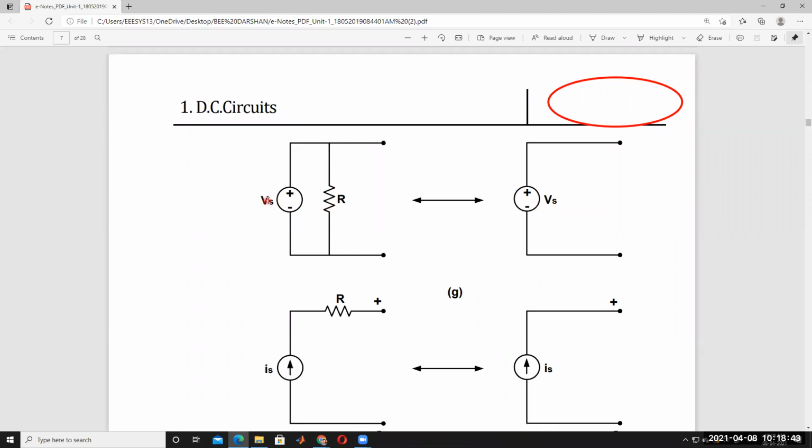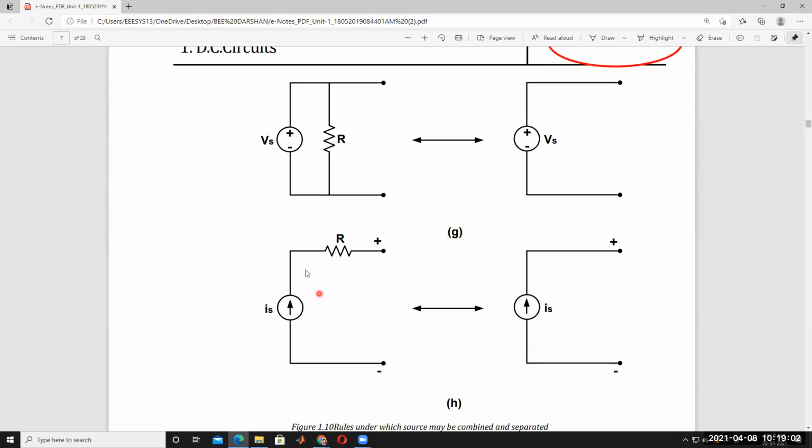For example, here 20 volts means across the parallel resistor, 20 volts appear. 30 volts here, also 30 volts. So we have to represent that the voltage across the resistor is nothing but Vs only. Understood? And then the current source.